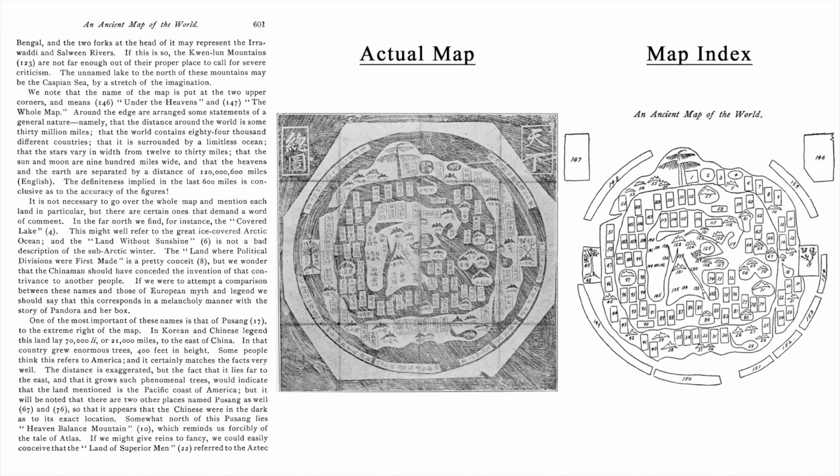The definiteness implied in the last 600 miles is conclusive as to the accuracy of the figures. It is not necessary to go over the whole map and mention each land in particular, but there are certain ones that demand a word of comment. In the far north, we find, for instance, the covered lake. This might well refer to the great ice-covered Arctic Ocean, and the land without sunshine is not a bad description of the subarctic winter.